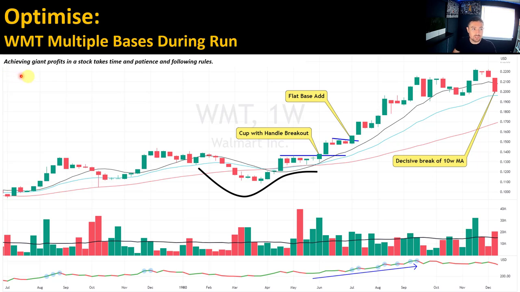Similar, achieving giant profits in a stock takes time and patience and following rules. So here you go, you've got a cup and handle type pattern. See how it tightens in the handle, and then you get a flat base we can add here. Runs up, runs up, runs up.